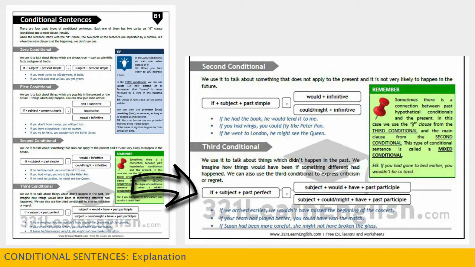Consider the examples. If we had arrived earlier, we wouldn't have missed the beginning of the concert, but we did because we arrived late. If your team had played better, you could have won the match, but you lost it because your team didn't play well enough. If Susan had been more careful, she might not have broken the glass, but she did because she wasn't careful enough. Now that you have seen the explanation, let's practice for a while.